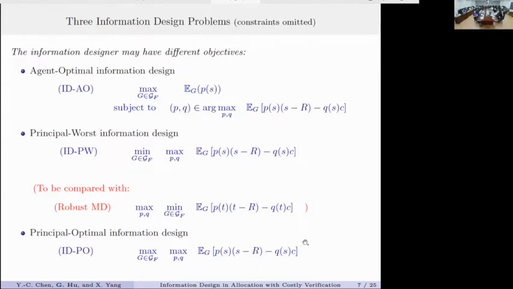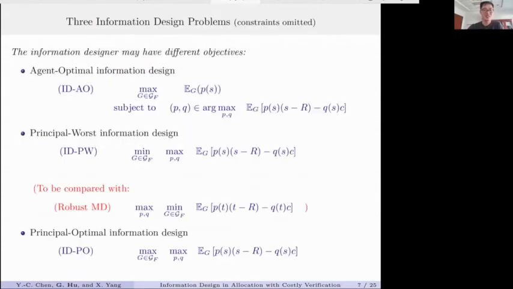Is it guaranteed that these three problems have a solution? Because you're taking the max over, I guess, a non-compact set, the G? Yes, it's guaranteed ex post. Actually, we found solutions, so the solution exists. We didn't prove the existence at the beginning.